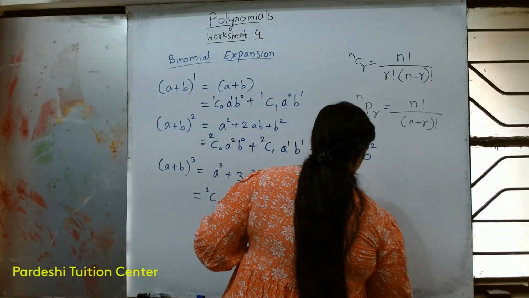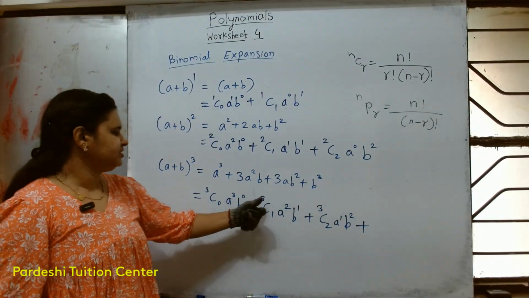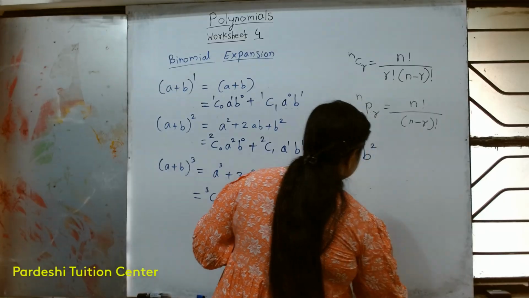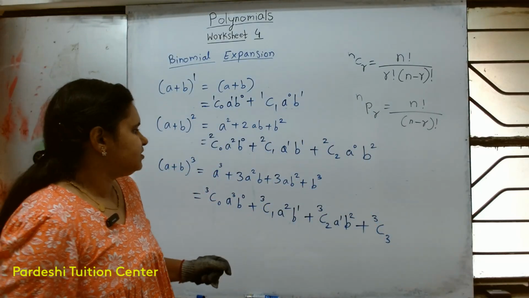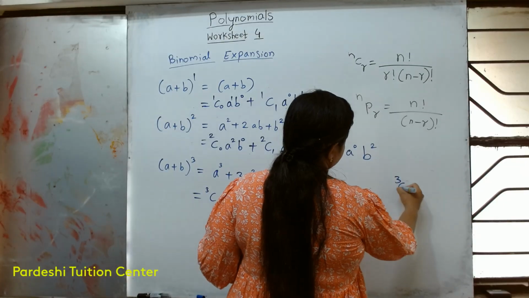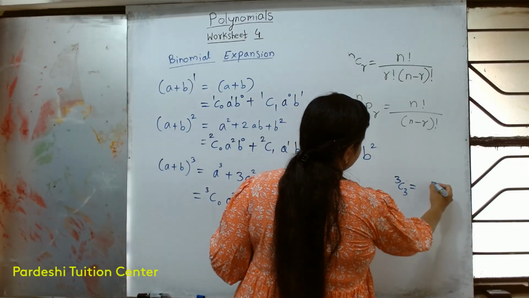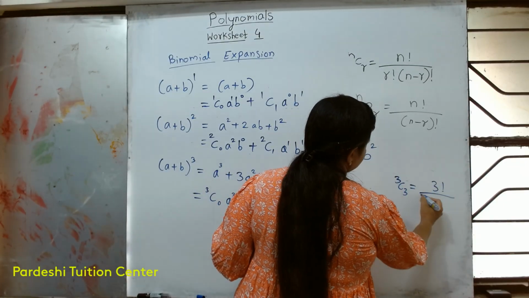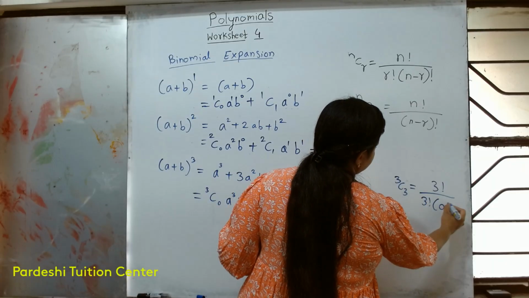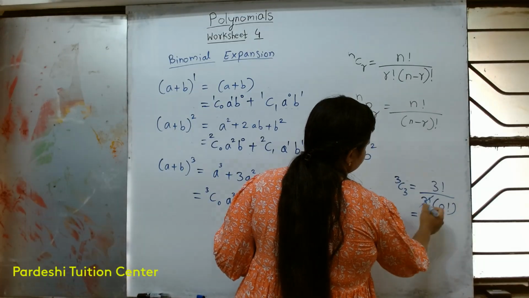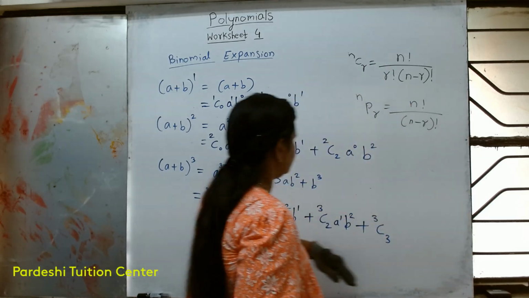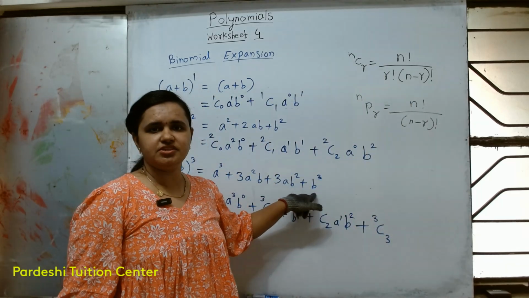Now for b cube, here 3C0, 3C1, 3C2. Now what will it be next? It will be 3C3, okay. Now 3C3, if I check it, it is n factorial, which means 3 factorial upon r is 3 factorial, upon 3 minus 3 is 0 factorial. So it will be again 1. The coefficient is coming as 1. So here also the coefficient is 1.